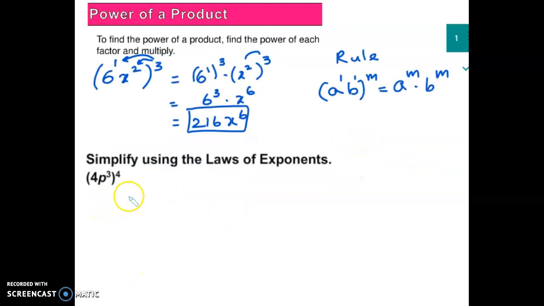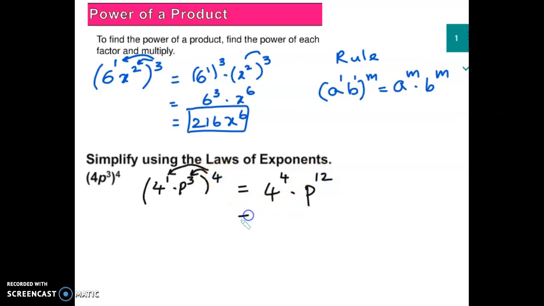Some questions using this second rule. So the question is 4p to the third exponent, to the fourth exponent. So what I can write is 4 to the one exponent and then p to the third exponent to the power of 4. All I have to do is multiply the exponents. So I'm going to get 4 to the 1 times 4, which is 4, and then p to the 3 times 4, which I can write as 12.